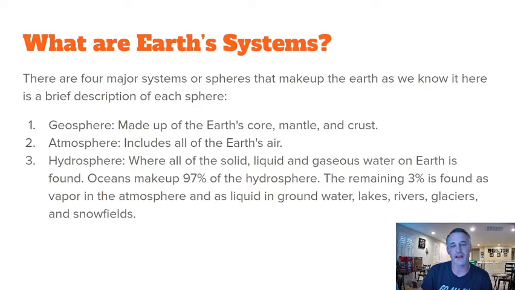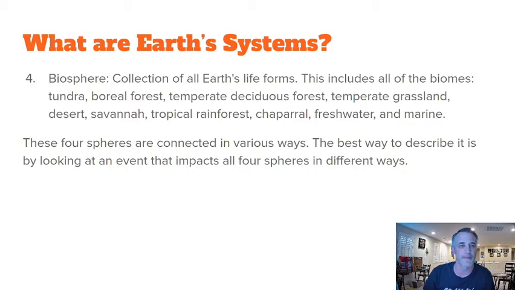Atmosphere is going to be all the molecules that are in the Earth's atmosphere, right? It's going to be the air. So it's going to be oxygen, carbon dioxide, atmospheric nitrogen, that type of stuff. And then the hydrosphere is going to be the solid, liquid, and gaseous water that we find on the Earth. And the oceans are going to make up about 97% of the hydrosphere, and the remaining 3% will be in freshwater lakes and rivers and glaciers, as well as atmospheric water that's in the form of water vapor and that type of stuff.